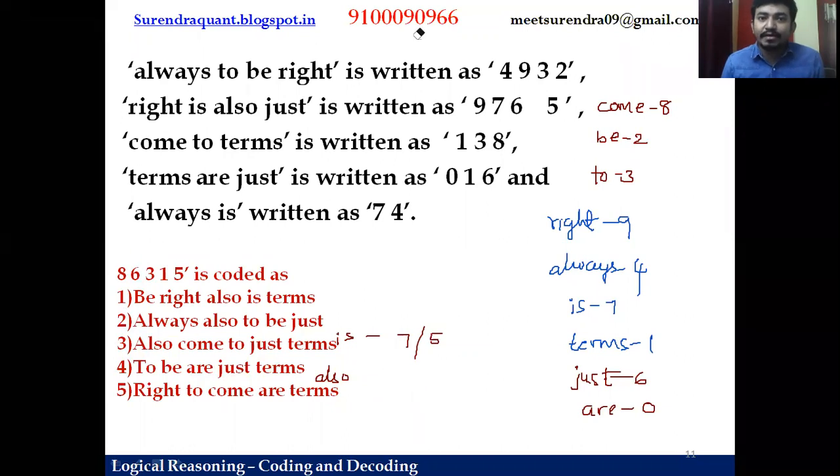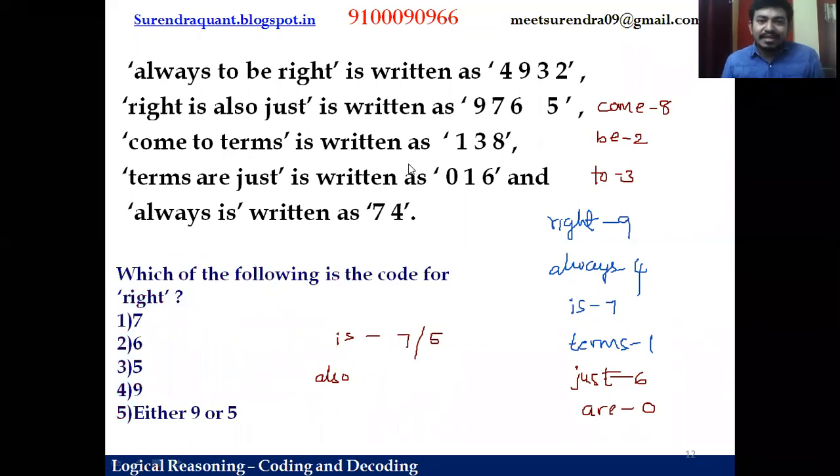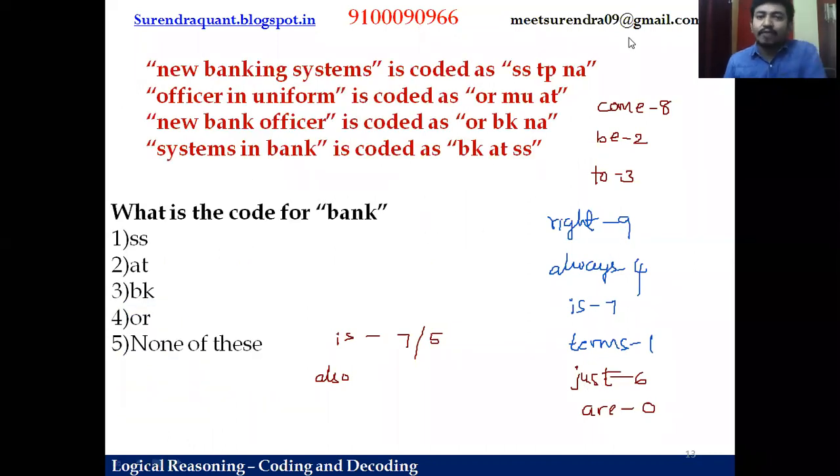Okay, this is important, right? What is the word for right? So right is 9, right? Okay, let's go. I think we didn't use "is" and "also." Sometimes they can frame by using "is" and "also," but sometimes may not.